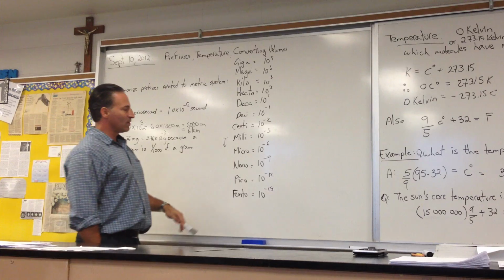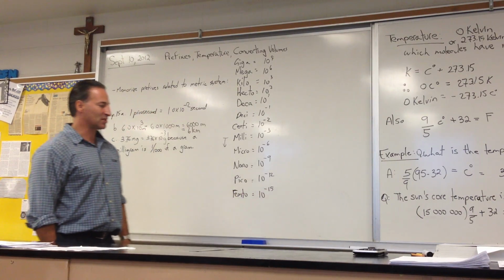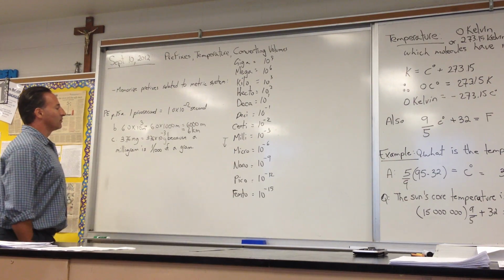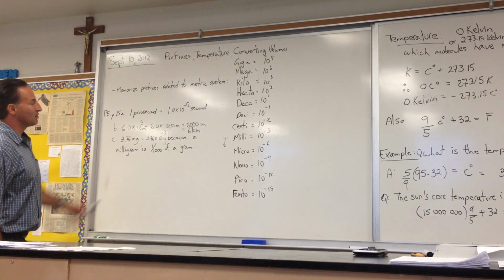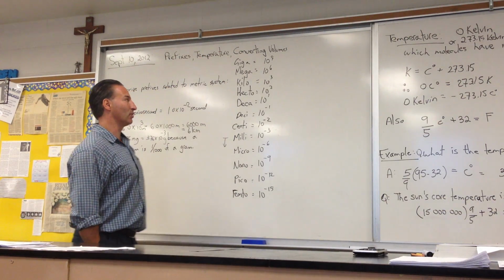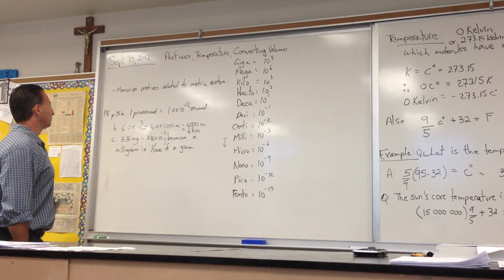And for most purposes, femto is as low as you're going to get, although there are even smaller prefixes, and there are also bigger ones than giga. The one above giga would be tera, which is 10 to the 12 or a trillion times.